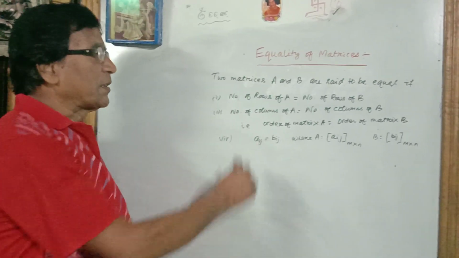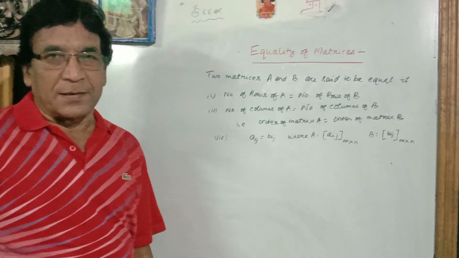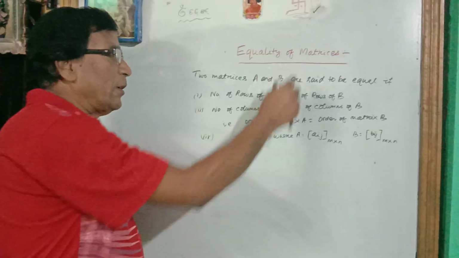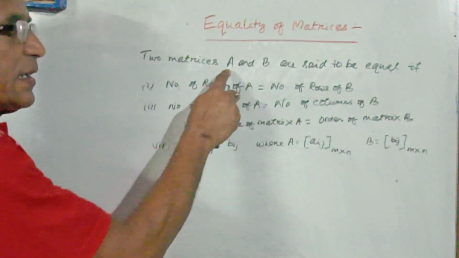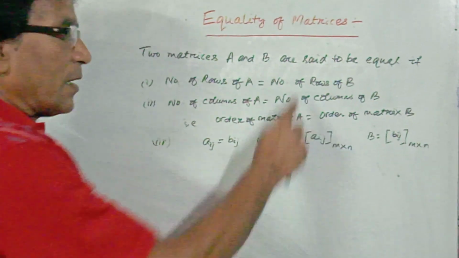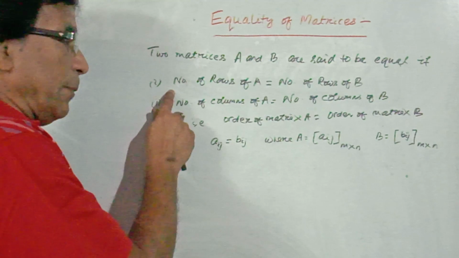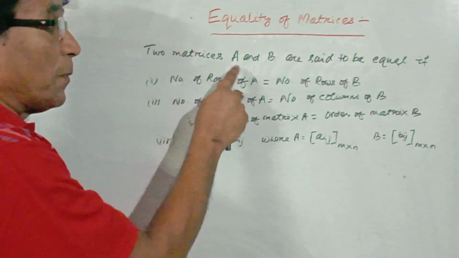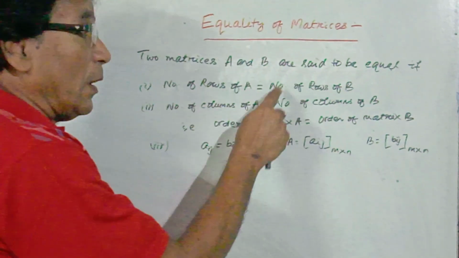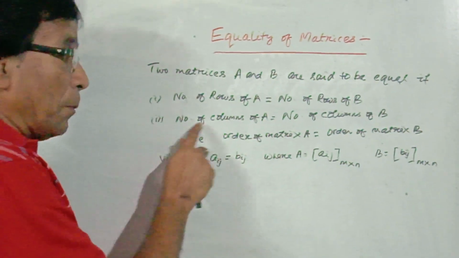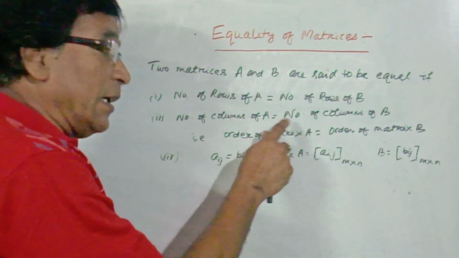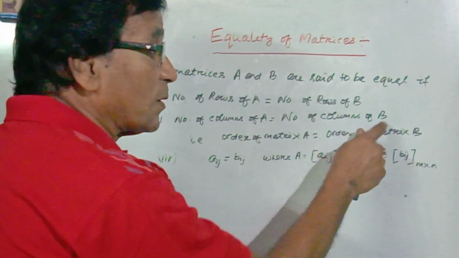Today we'll discuss equality of matrices. So what is equality of matrices? Two matrices A and B are said to be equal if the number of rows of A is equal to the number of rows of B, and secondly the number of columns of A is also equal to the number of columns of B.